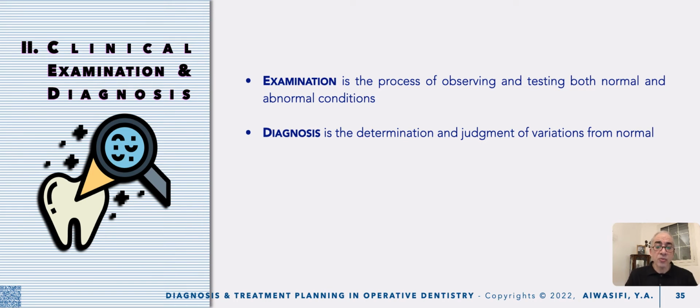That's why the process of observing and testing both normal and abnormal conditions, regardless of the complaint, is called examination. Diagnosis is the determination and judgment of variations from normal, giving a name to the abnormality we observed or examined, or the result of the test is called diagnosis. This is the difference. Then what we are going to do is examination, followed by the result, which will be the diagnosis. That's why it's an examination procedure related to or resulting in a diagnosis, okay.